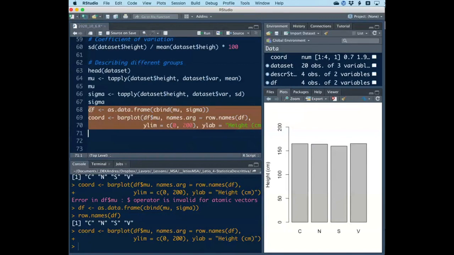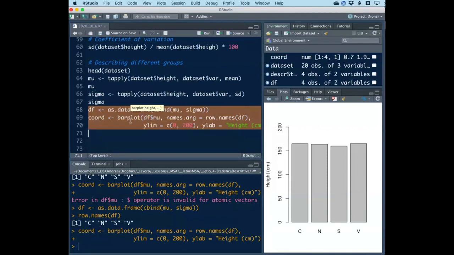Shall we go through again? First, we have used the tapply function to calculate the mean and the standard deviation. Then we cbound the mean and the standard deviation and transformed the table, that was a matrix, into a data frame. Then we used the barplot function to plot the mean, and below each bar, we put the names of the rows in the data frame.